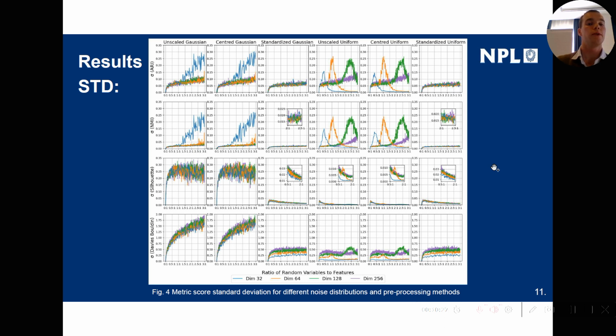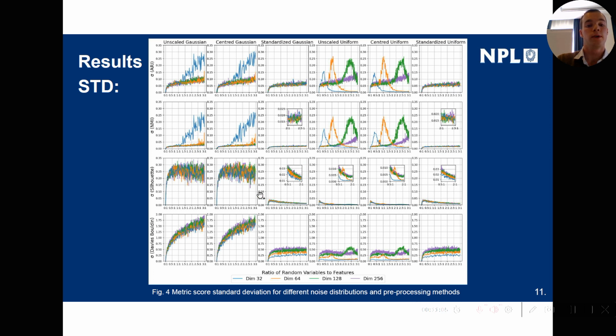So now if we look at the standard deviation, so that last plot was looking at the mean metric score, now we're looking at the standard deviation. Again, looking at ARI and NMI, we can see these peaks in the standard deviation. Interestingly, the peaks of the standard deviation correspond to the inflection points on these breaking points that we saw before. And again, they're partitioned like before. Standardizing also reduces the standard deviation, we see.